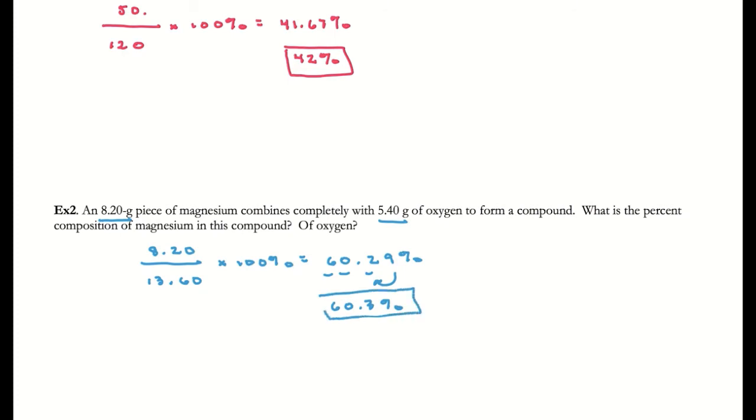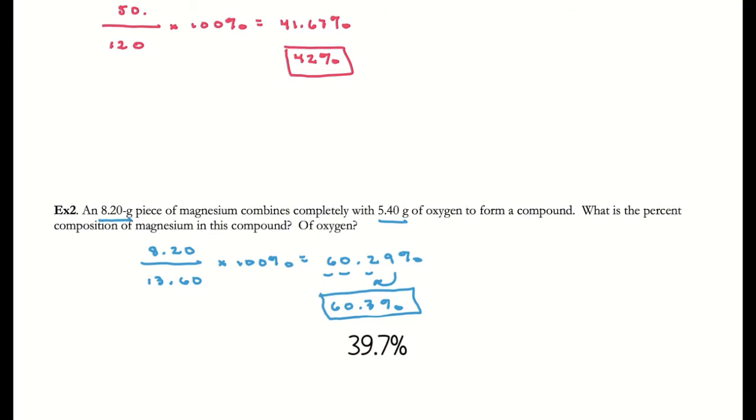What about oxygen? Well, keep in mind, since the percents have to add up to 100%, that means that the percent composition of oxygen would be 39.7%, so that they add up to exactly 100%. So that is determining the percent composition by being given just the mass or just the weight directly.